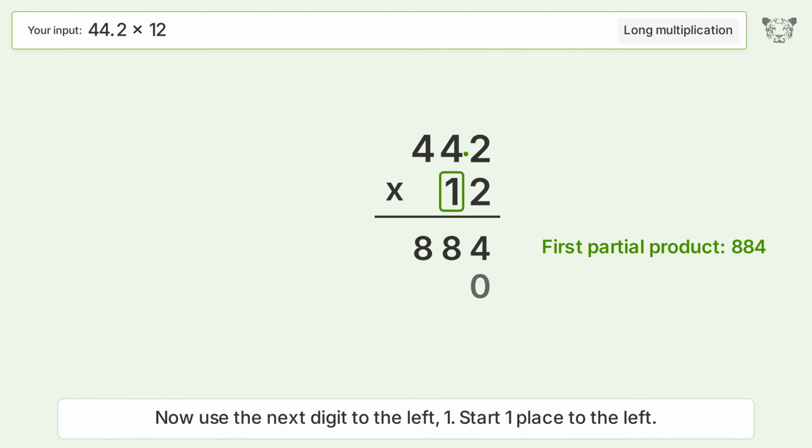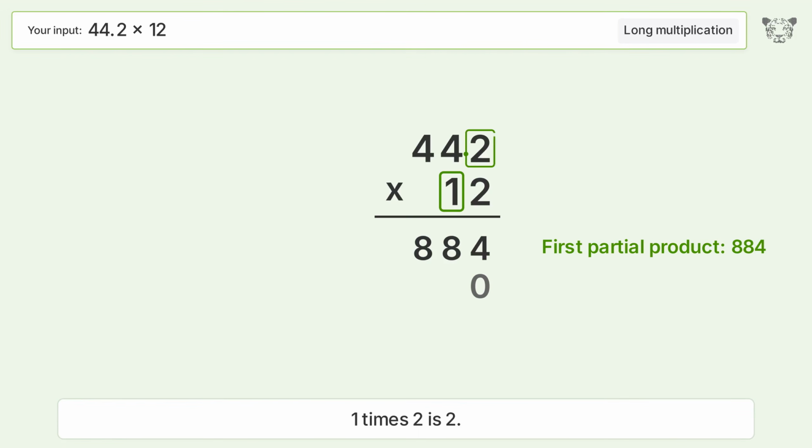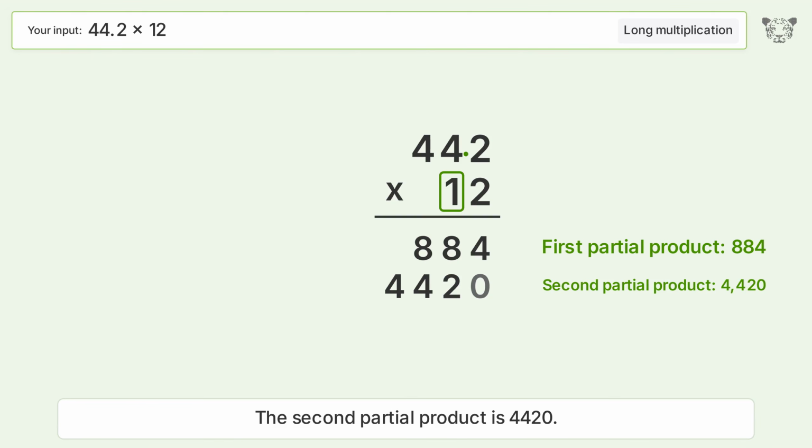Now use the next digit to the left, 1. Start one place to the left. 1 times 2 is 2. 1 times 4 is 4. 1 times 4 is 4. The second partial product is 4,420.